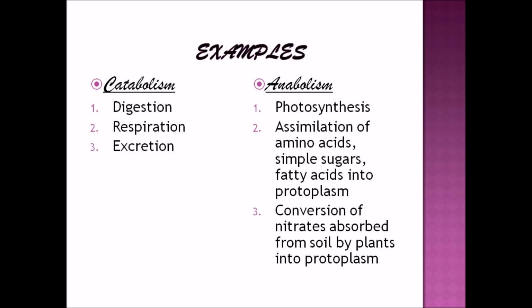Let us now have a look at some other examples of catabolism and anabolism. Catabolism includes digestion, respiration, excretion. Anabolism includes photosynthesis in plants, assimilation of amino acids, simple sugars, fatty acids into the protoplasm of both plants and animals, conversion of nitrates absorbed from the soil by plants into the protoplasm of the plant cells.